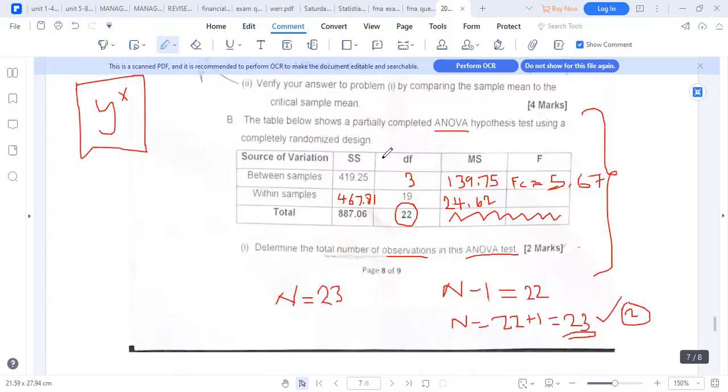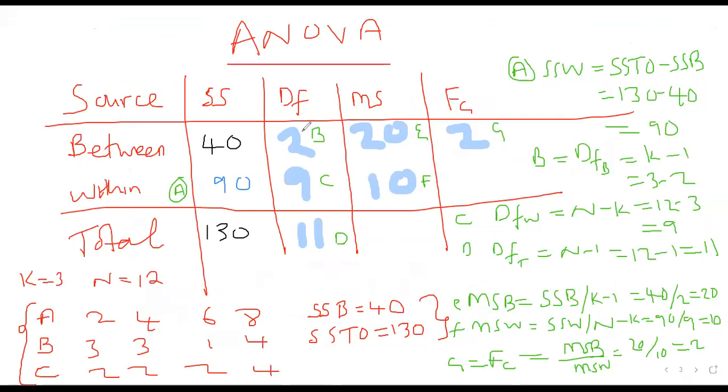The reason why we got a 3 here is because there were 3 populations: 1, 2, 3. So when we subtract 1, we get a 2. It's k minus 1, meaning the actual population is 3. Observations, when you count them 1, 2, 3, these ones are 12 in total. But we subtract n minus 1 to get the degree of freedom for the observations. So this 11 is not the number of observations, since 11 is n minus 1, so our n is 12. It's the same application here.